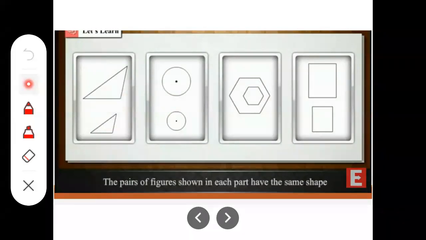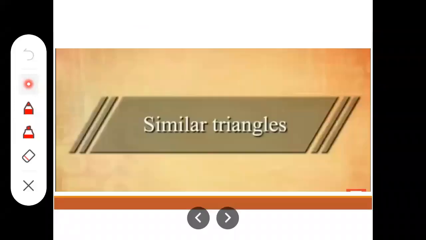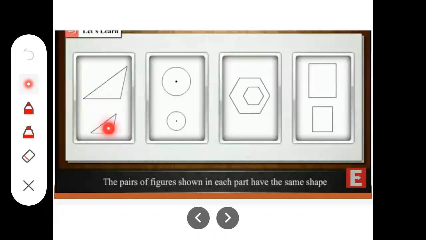That means when the shapes are the same, but the sizes are different, those types of figures are called similar figures. Similar triangles, similar circles, similar hexagon, similar rectangle. That means like-looking figures are called similar figures.